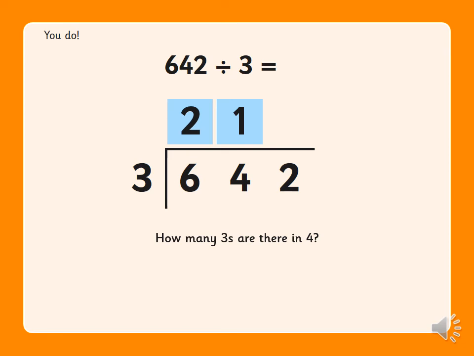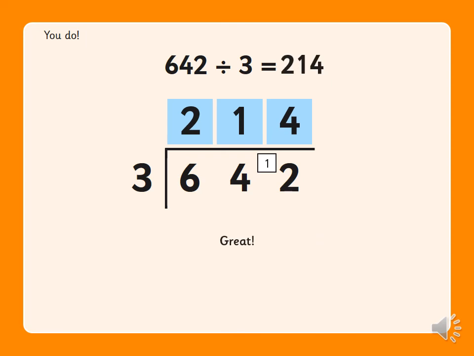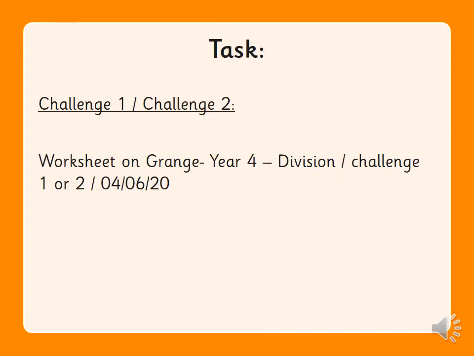So how many do we have left over? 1. So where does the leftover go? Excellent. The leftover is then given to the neighbor, the 2. So now we need to figure out how many times 3 goes into 12. We just count up in our 3 times tables. 3, 6, 9, 12. Well done. 3 goes into 12 4 times. Your answer is 214.